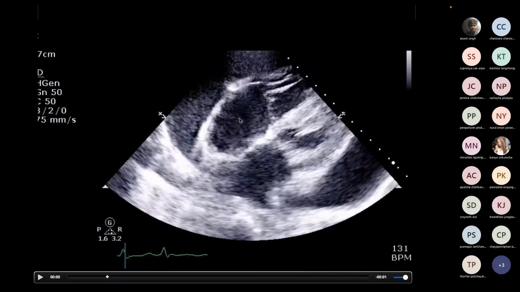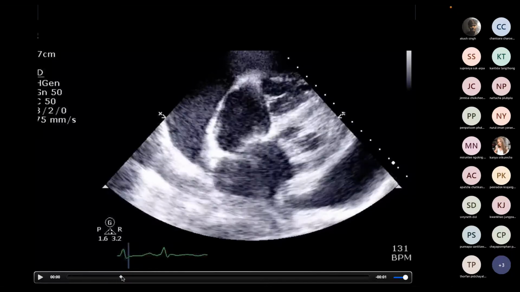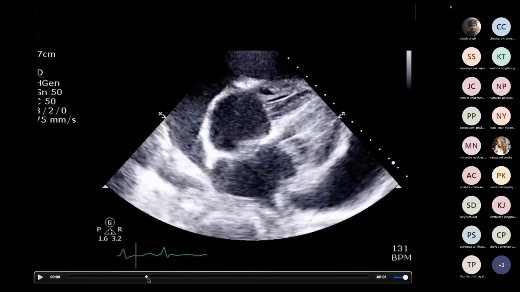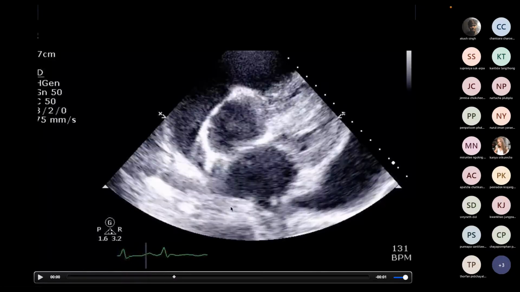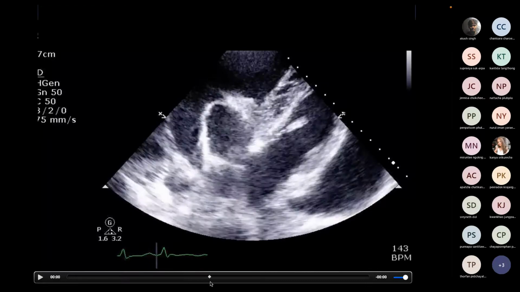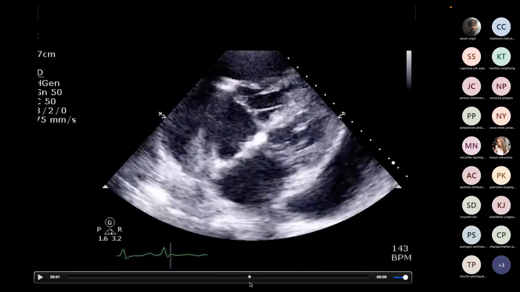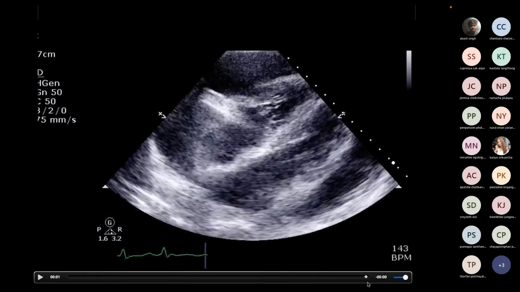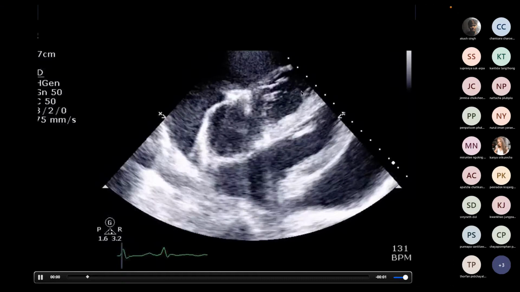This is the RV, this is the RA, LA, and LV. If you keep looking at the RV, you can see that it's being compressed there by the pressure from the pericardium. See, there's no RV. So this patient has cardiac tamponade right now. And as you can see, the heart is swinging.